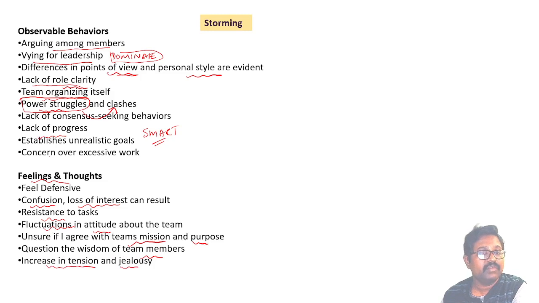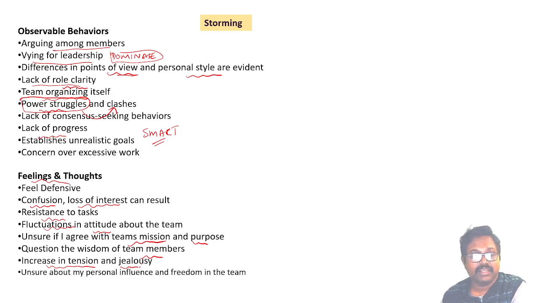So there'll be an increase in tension and jealousy, which happens in every group, because one will be dominating and one will be sitting silently, and another person may have jealousy over the person who is giving a suggestion or who tries to dominate the team members. So it is the time when the leader should intervene, and he or she should make sure that everyone makes an equal contribution to the team in achieving the set objectives.